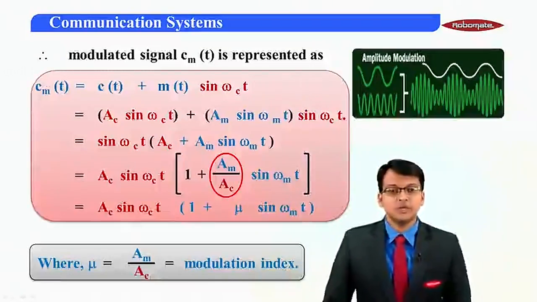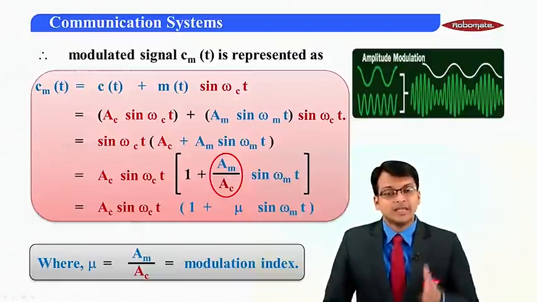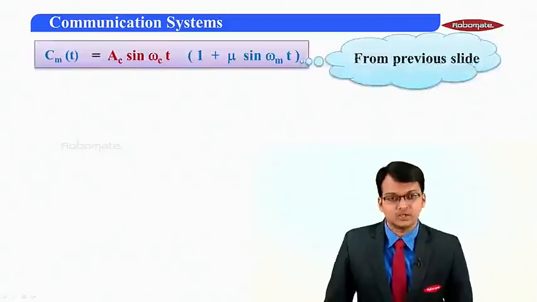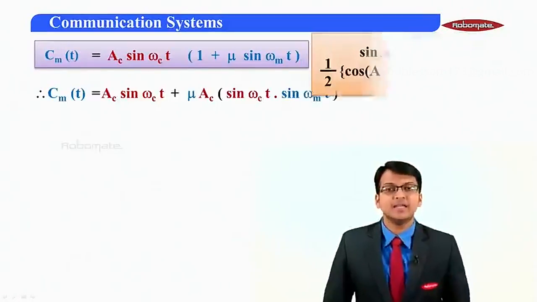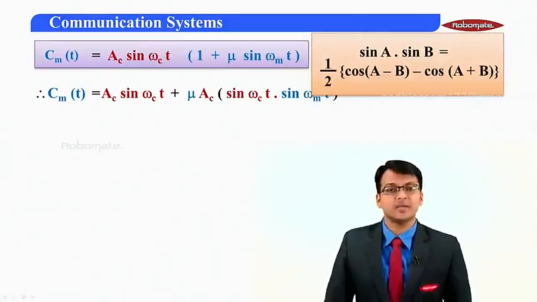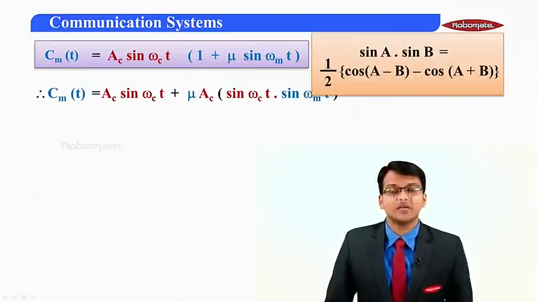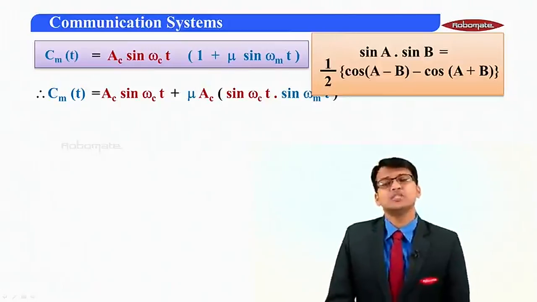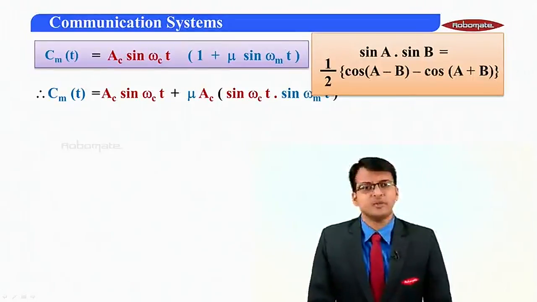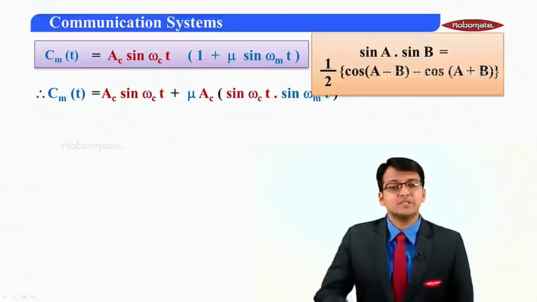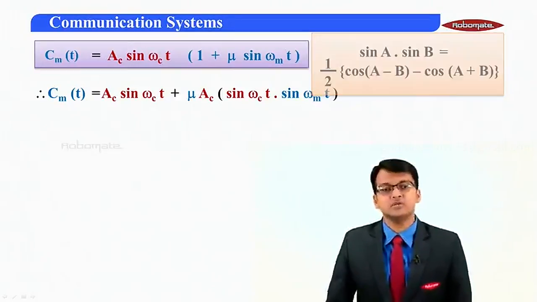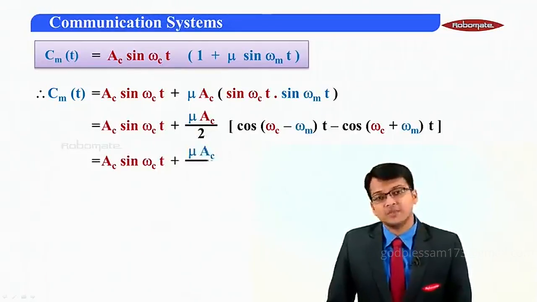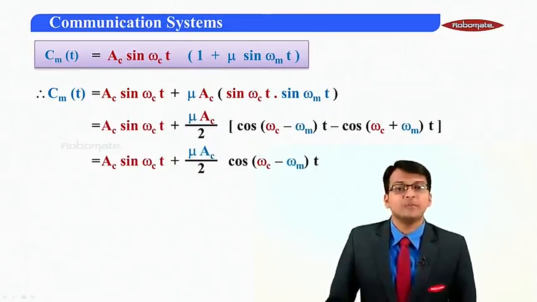Now what am I supposed to do ahead? I can multiply Ac sine of omega c t inside the bracket. When I multiply Ac sine of omega c t inside the bracket, I'm left with the term sine of omega c t into sine of omega m t, which is sine of A into sine of B. Perfect. When I substitute the formula for sine A into sine B, the result is half of cos of A minus B minus cos of A plus B.